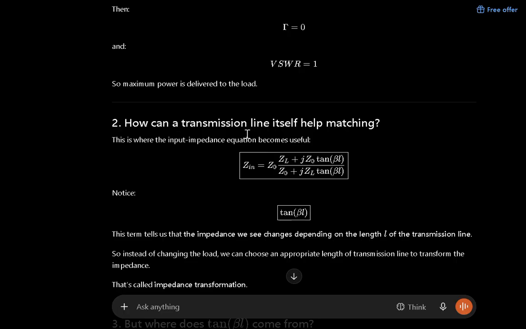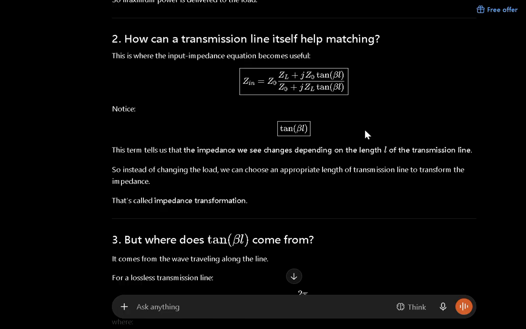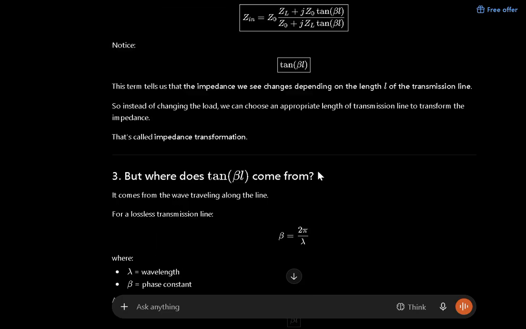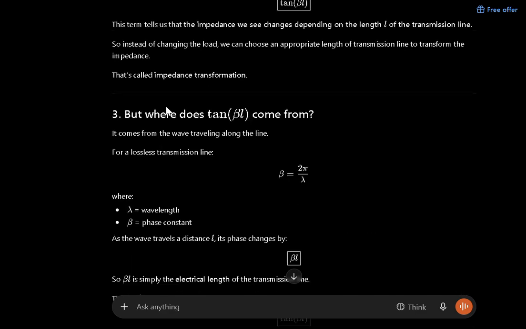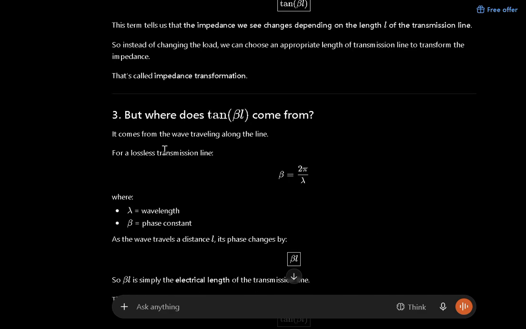How can a transmission line itself help matching? This is where the input impedance equation becomes useful. Zin equals Z0 times (ZL plus jZ0 tan beta L) divided by (Z0 plus jZL tan beta L). Notice tan beta L tells us how the impedance we see changes depending on the length of the transmission line. So instead of changing the load, you can choose an appropriate length of transmission line to transform the impedance. It's called impedance transformation. But where does tan beta L come from? It comes from the wave traveling along the line.